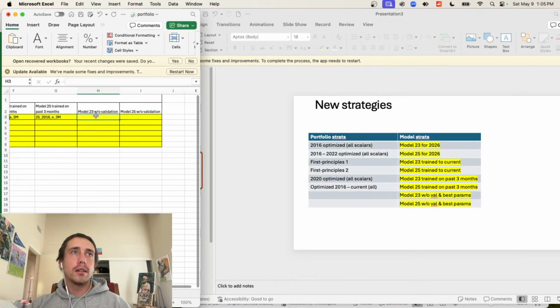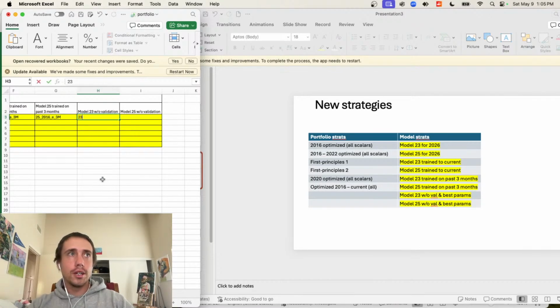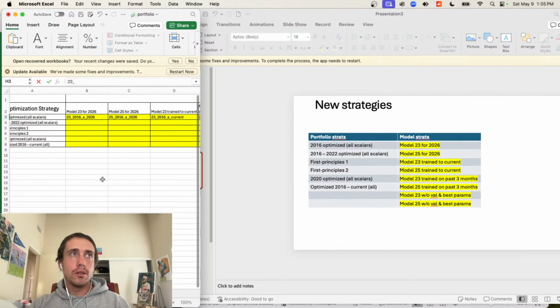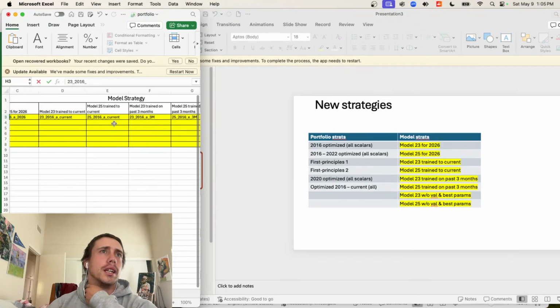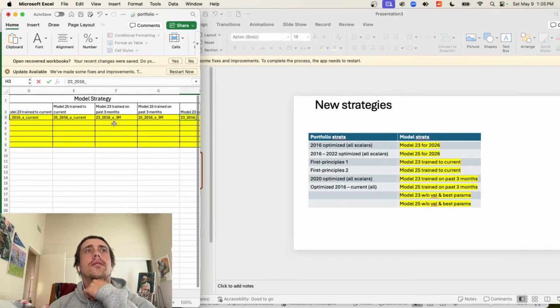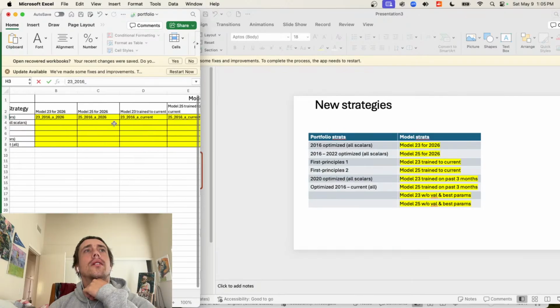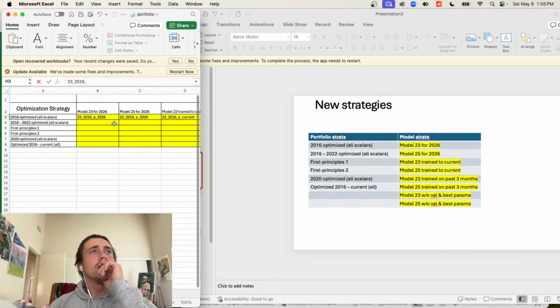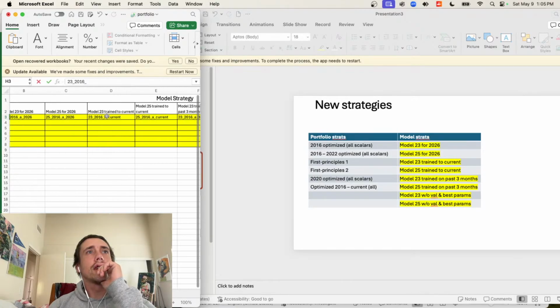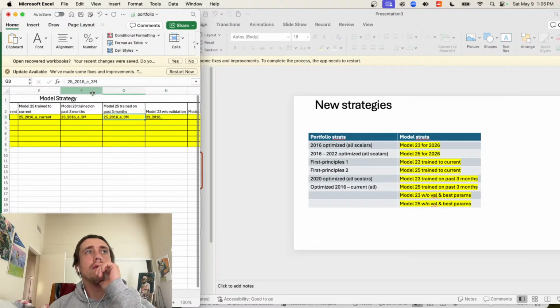So this is 23 underscore, slow down. Oh, 2016 optimized. So 23 underscore 2016. What is E and A? Model 23 trained on the past 3 months. I'm confused on what the A is. Oh, A for all scalars. So that should be A.